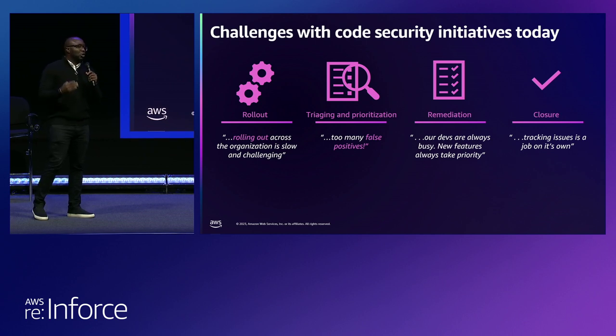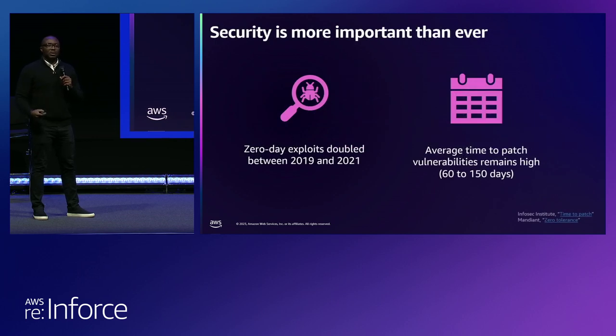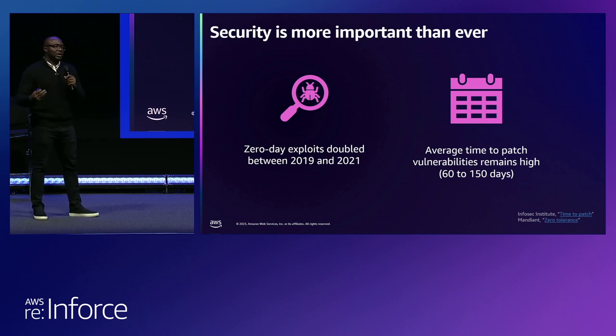And while customers are struggling to juggle these different challenges, right, bad actors are not sleeping, right? Between 2019 and 2021, a report showed that zero-day exploits doubled in frequency, right? And while this is happening, teams are finding that the bad actors are getting better at doing what they do, but their teams are not becoming more agile in combating this situation. And it's been a big concern for customers, right?